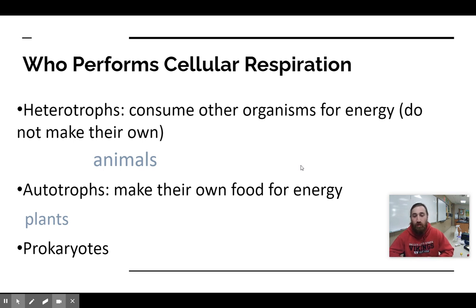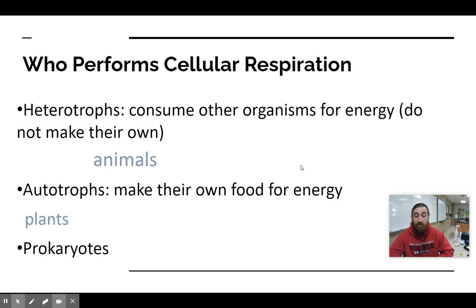heterotroph does. Now, it also says that prokaryotes do. And I know we haven't spent much time on prokaryotes. We're going to get into that in Unit 4. But really what it's saying is that bacteria do cellular respiration. Now, realistically, this means that almost every living thing does cellular respiration. Okay? For the most part, that's going to stand true. Every living thing is going to do some form of cellular respiration, whether that be a heterotroph, autotroph, or a prokaryote.